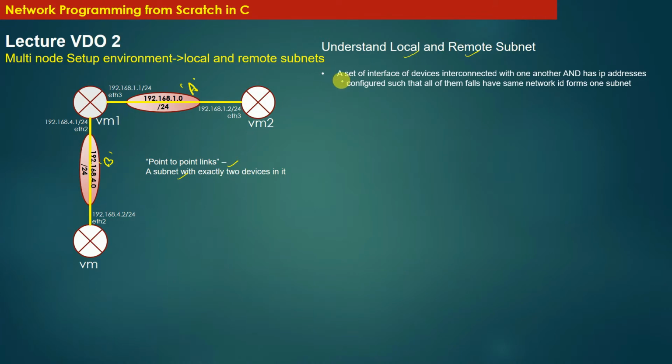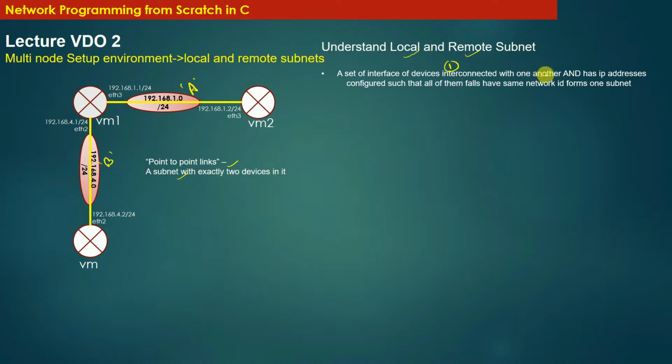Now let us read. A set of interfaces of devices interconnected with one another and having IP addresses configured such that all of them have the same network ID forms one subnet. Let us analyze what this definition is saying. This definition has two parts. A set of interfaces of the devices are interconnected with one another.